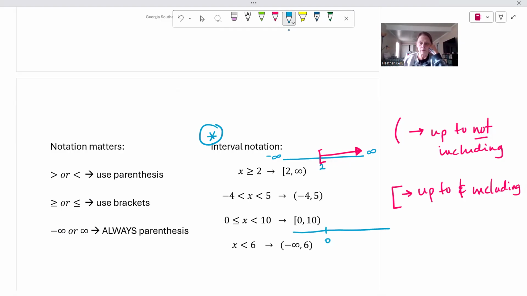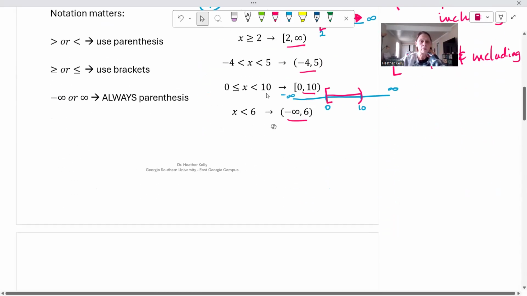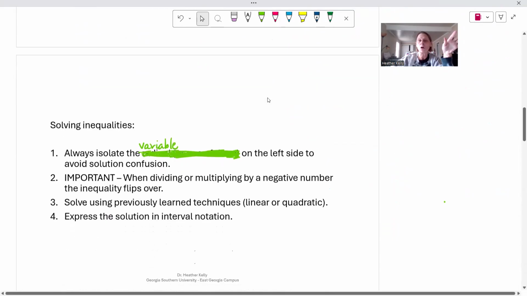I'll grab this other one down here. So if I had 0 and 10, this being infinity and this being negative infinity, this one right here says that we are going to include 0, but not include 10. Okay. But again, what I really care about is just the interval notation. All right. Doesn't matter to me if you need to draw it or not. Okay. All right. So let's get to solving our inequalities.